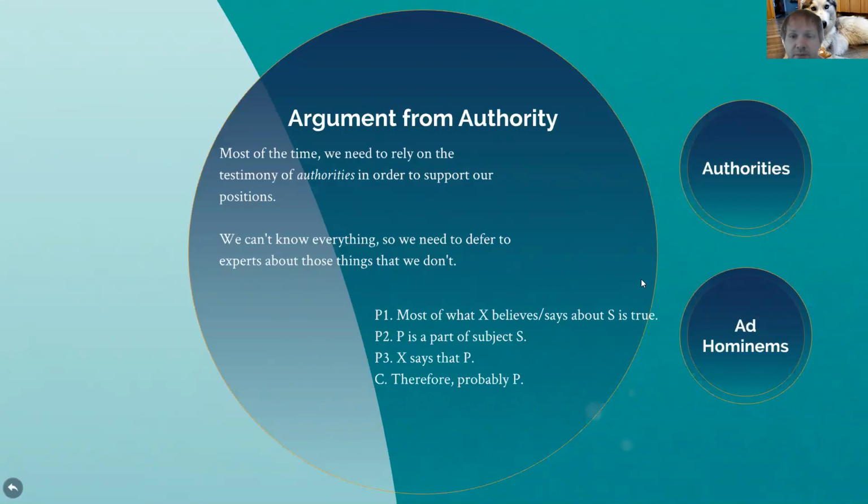The broad structure of an argument from authority that we're going to be using has the following structure. First premise says just that most of what X believes or says about some subject S is true. Second, a statement P is a part of subject S. Third, X says that P. Therefore, probably P. So in this case, P is a statement that's a part of the subject that X has knowledge of. And what we're doing is we're saying that because X says P, then we should in fact infer that it's true, or at least probably true, that P is true.